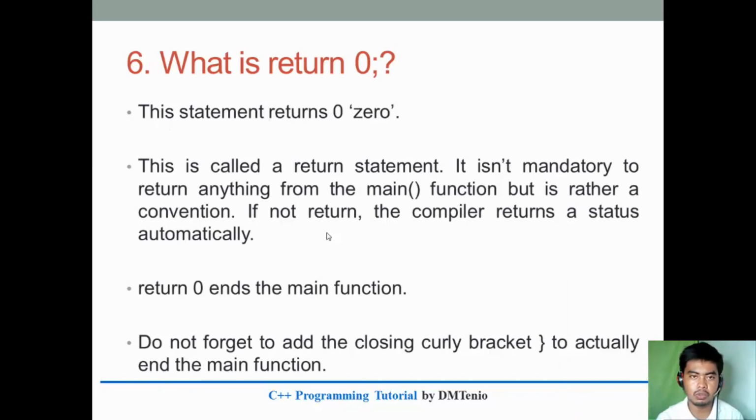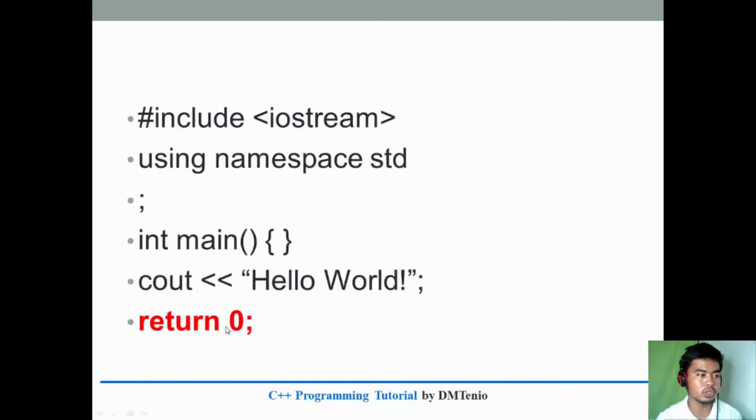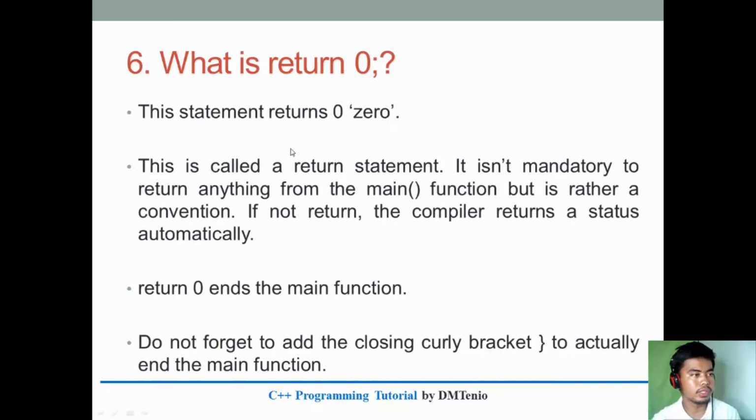So, what is return 0? Here we are at return 0, guys. We're done with cout "Hello World", semicolon. Again, a statement always ends with a semicolon. This statement returns 0, and this is called a return statement. It isn't mandatory to return anything from the main function, but it is a convention. If not returned, the compiler returns a status automatically. So return 0 ends the main function.